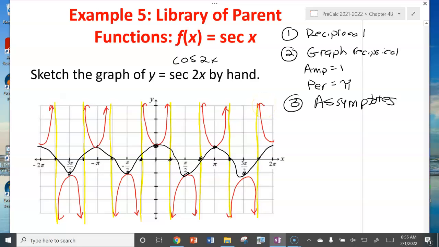And there you have it. Now we've got the secant of 2x drawn by hand.